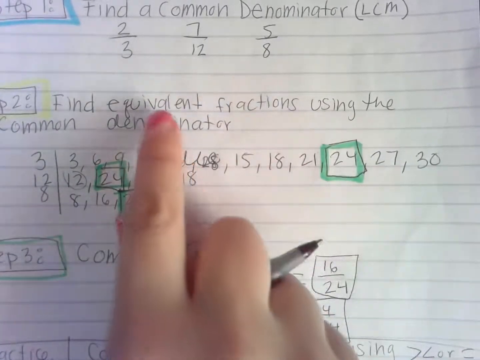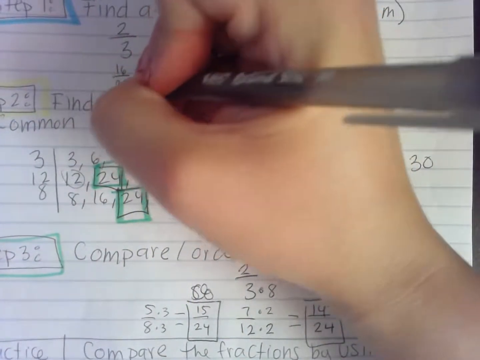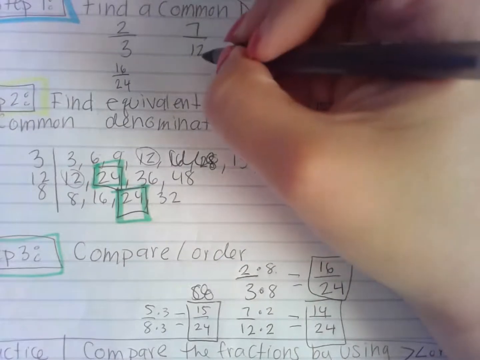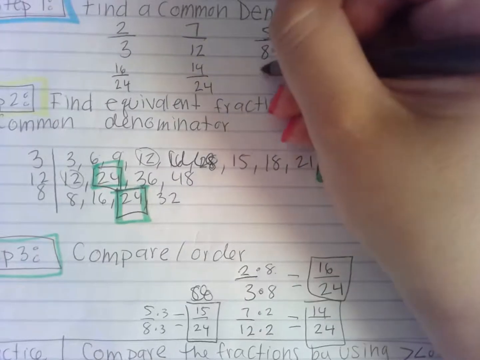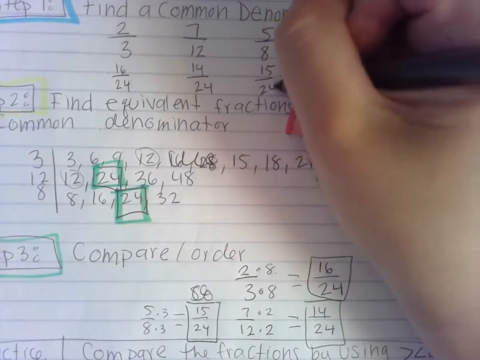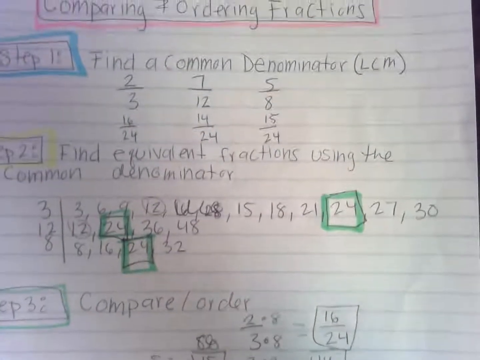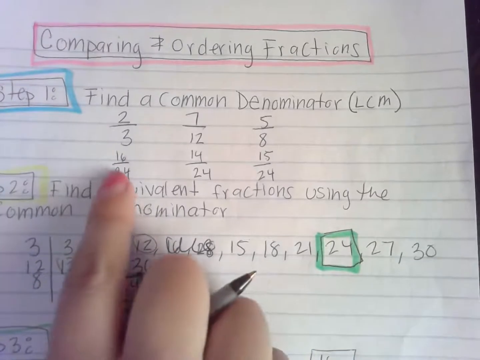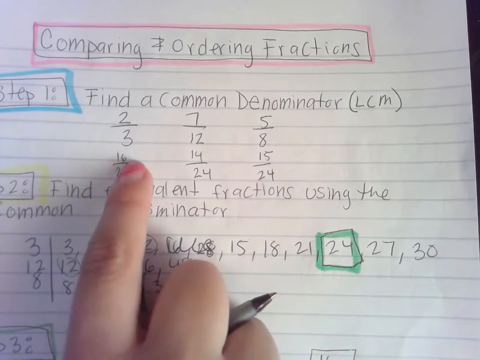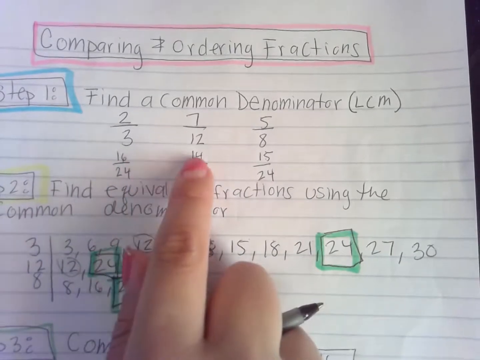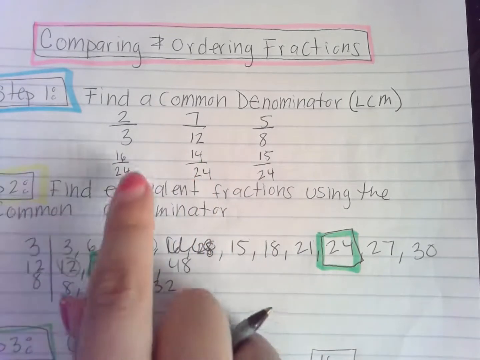And what I'm going to do is compare them here on the top. So for 2/3, that's going to be 16 over 24. For 7 over 12, that would be 14 over 24. And for 5/8, that would be 15 over 24. Now that I have my common denominator in all of these fractions, I can just write my inequality signs. And it's going to be super easy because they all have the same number of squares. Now I just have a couple more squares shaded here, a couple fewer squares here, and a couple more here. What I need to do now is figure out where my inequality signs go.